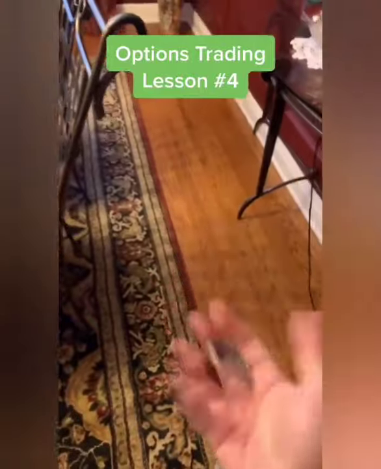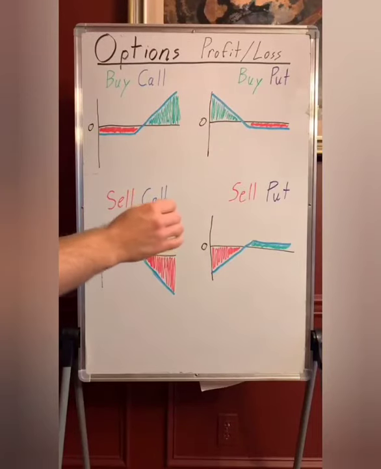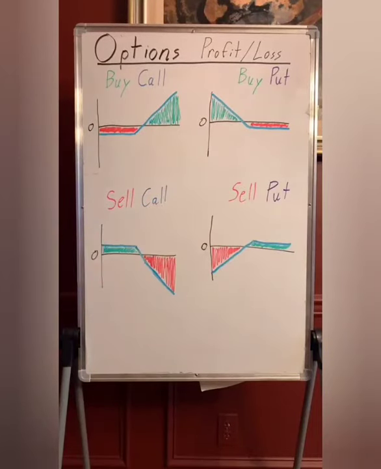Options trading, lesson number 4. A lot of people are worried about the risks associated with options, so here are the options profit loss diagrams. Anything above these lines is a profit, anything below this line is a loss. Whenever you buy a call option, your max loss is the price that you paid for that call option. Your max gain is theoretically unlimited.